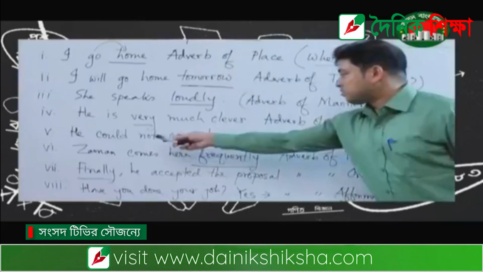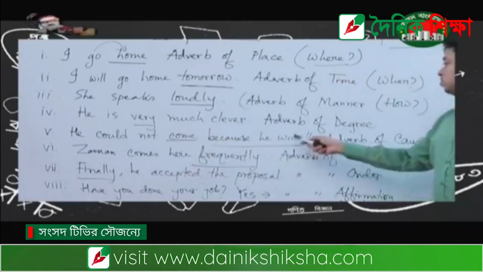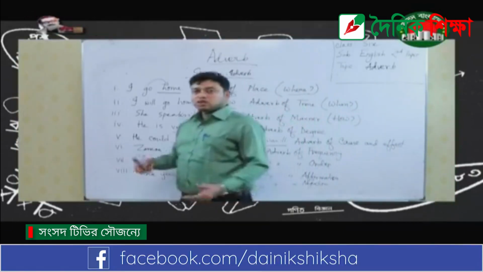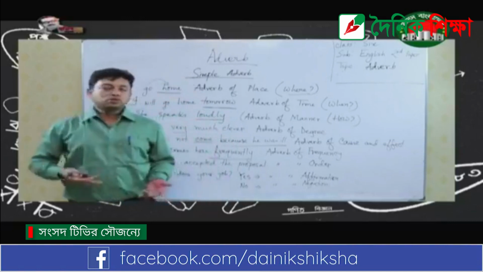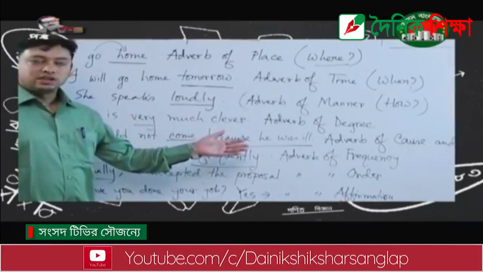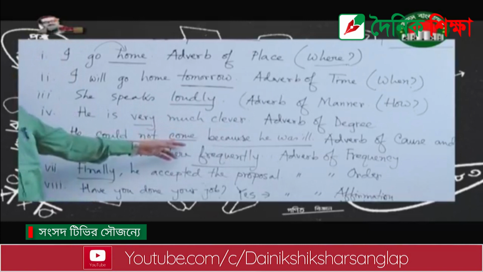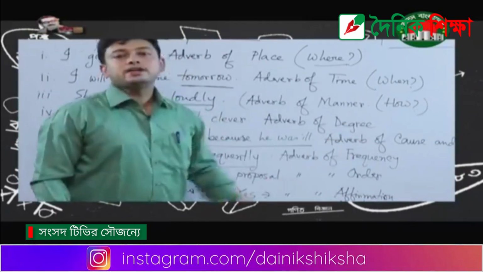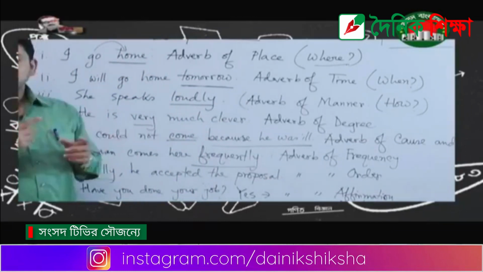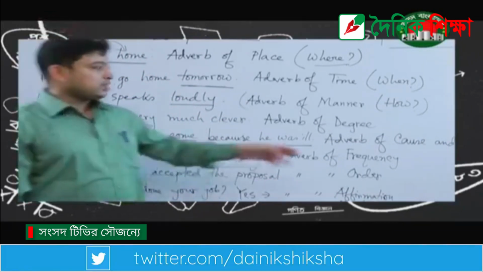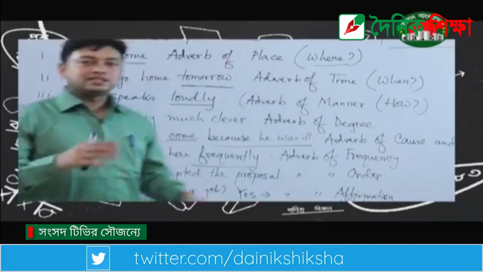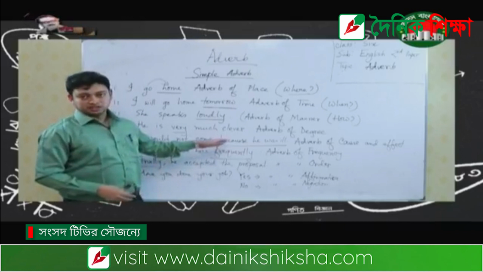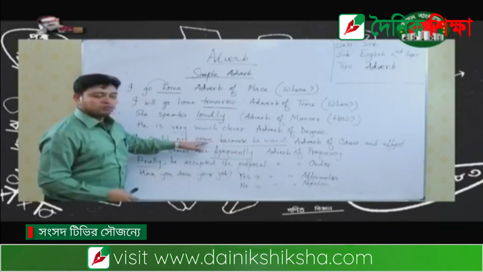Number 5 is he could not come because he was ill. In this example actually there is a reason. He could not come. Why could he not come? He could not come because he was ill. So the reason is mentioned here, the consequence is given here. It is known as adverb of cause and effect. Remember, there is a problem with effect and affect. This effect is actually a noun. That means it is the aftermath. It is referring to the consequence of an action. So that's why this is adverb of cause and effect.